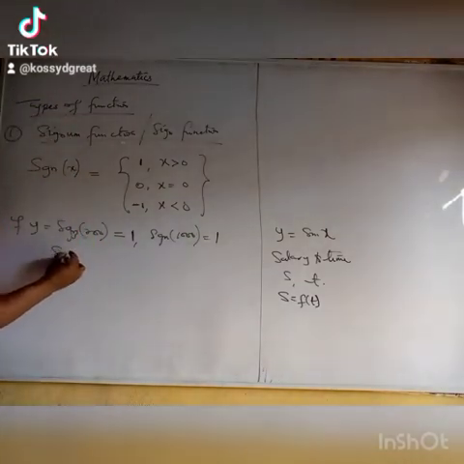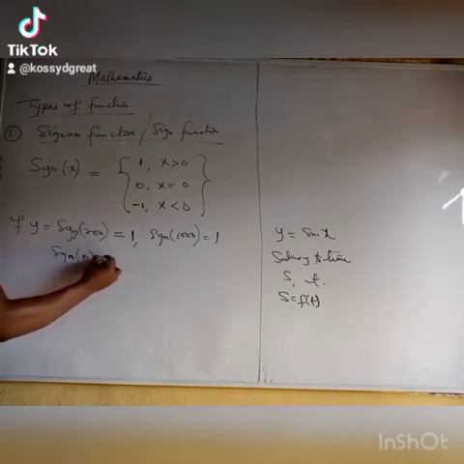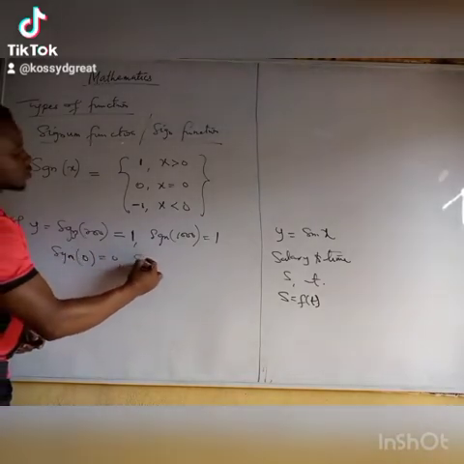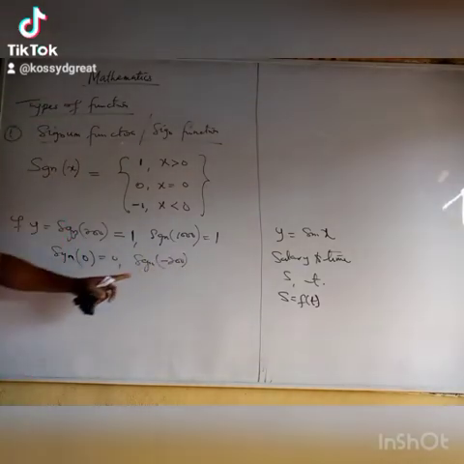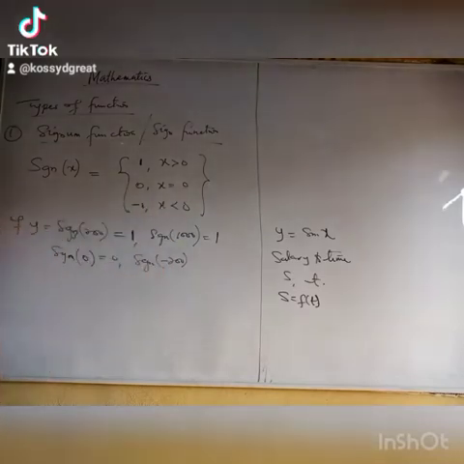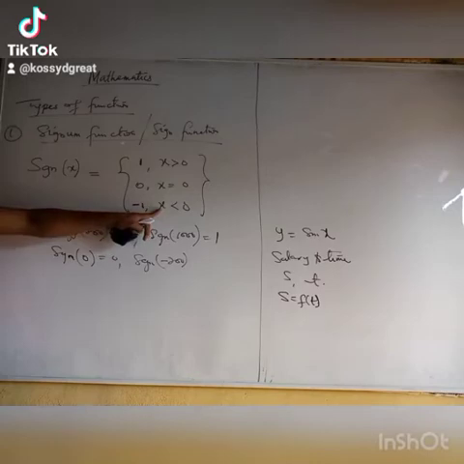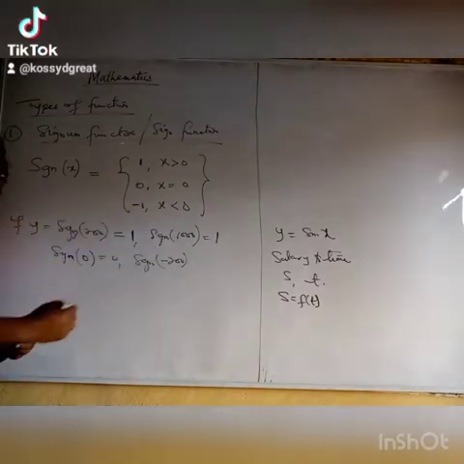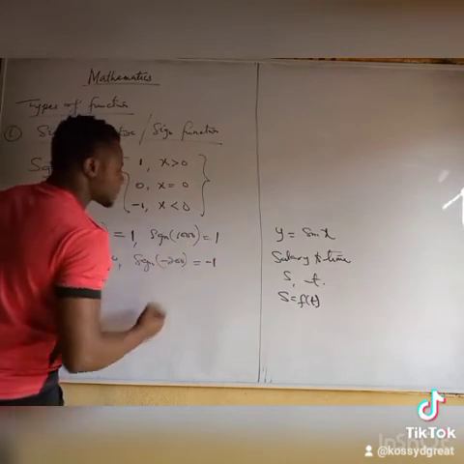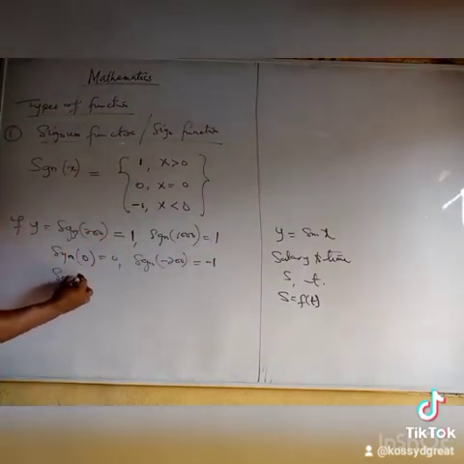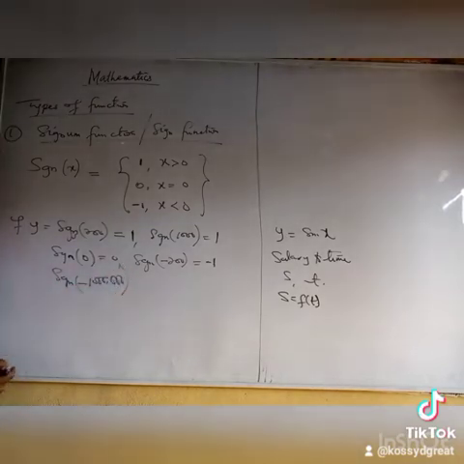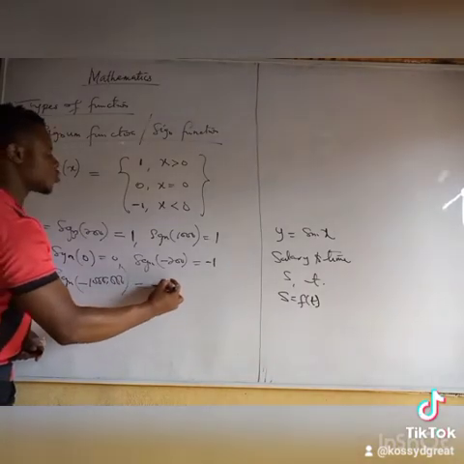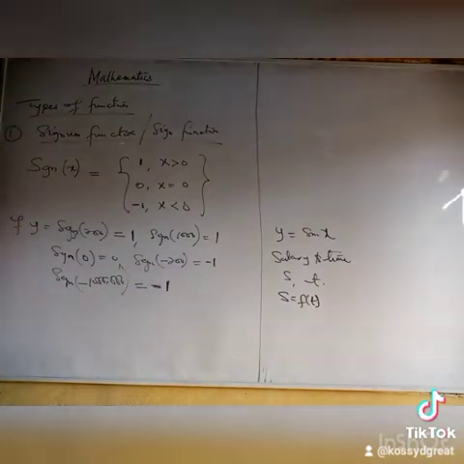But sine function of 0 is equal to 0. Sine function of minus 200. Minus 200 is smaller than 0. 0 is bigger than minus 200. So therefore, when the value of x is less than 0, the sine function becomes minus 1. So if I have sine function of minus 1 million, the answer is equal to minus 1, because 0 is bigger than minus 1 million. This is the first function.